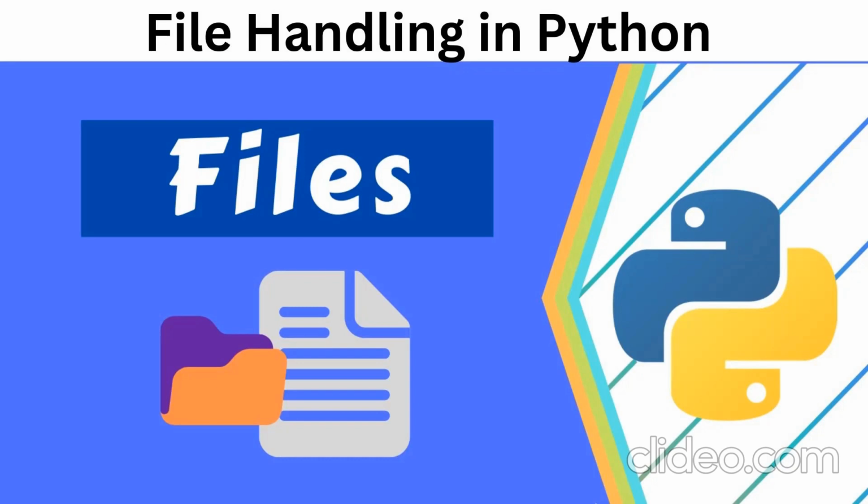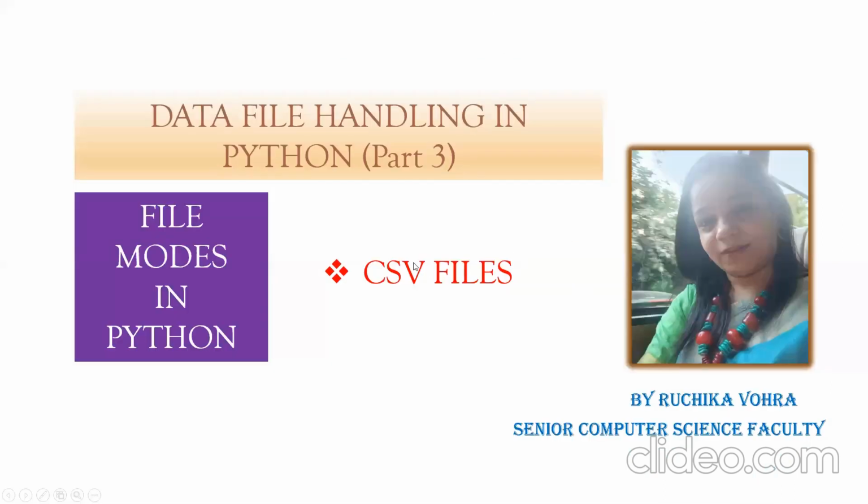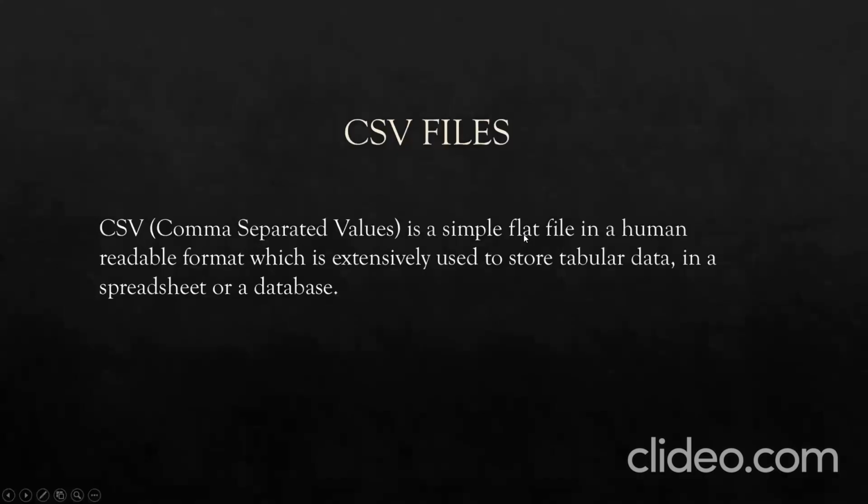In the first video only, I discussed and told you that there are three types of files which we handle with Python. Those are the text files, binary files, and CSV files. So now in this video, we will be handling the CSV files. So this is data file handling in Python part 3. First part was about the text files, part 2 was about the binary files, and this is part 3 about the CSV files.